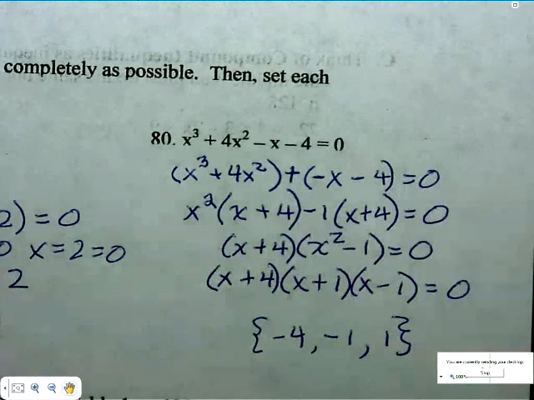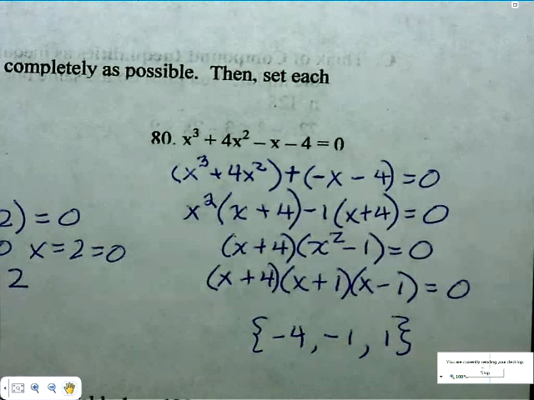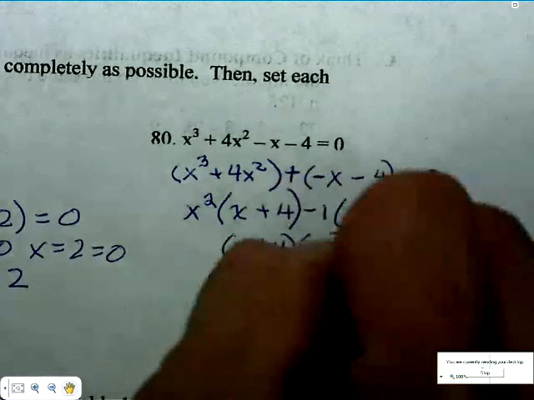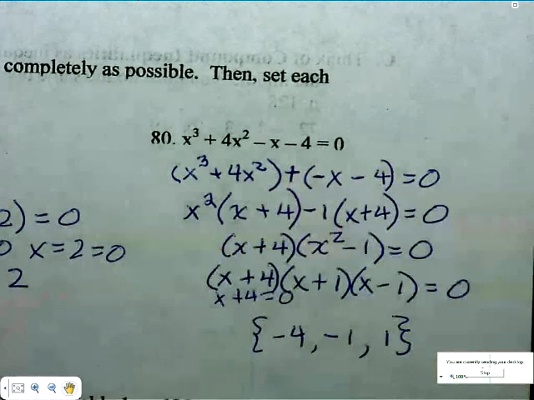I just put the braces because I feel like being fancy today, but you don't have to. All right, that's all that's in 1.4. Pretty easy. How'd I get negative 4? If I set x plus 4 equal to 0, what would I have to do to both sides of the equation? Yep. Sometimes you just need to write it down to see it, and that's fine.